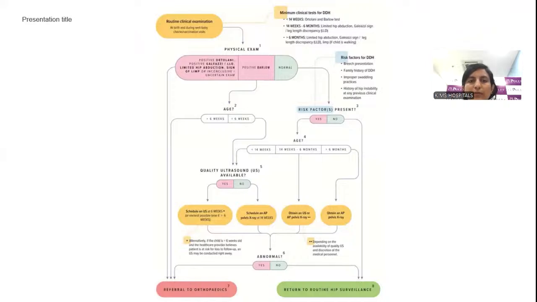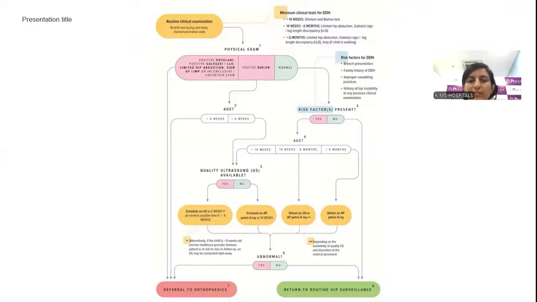So if there is any of the clinical signs present, if the baby is less than 6 weeks, we wait for the ultrasound. But if there is concern regarding follow-up, we can do an urgent ultrasound. Beyond 6 weeks, we usually do ultrasound. And if the ultrasound is positive, we straight away refer to the orthopedician. But in case ultrasound is normal at this point, we again do the tests for babies at every visit and return to routine hip surveillance at 6 months with an X-ray.